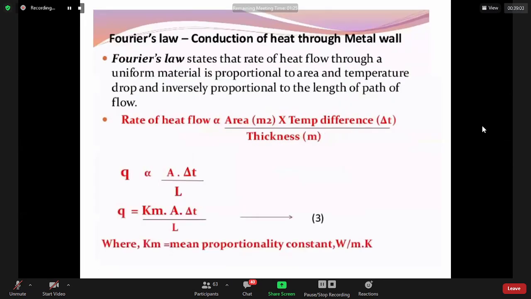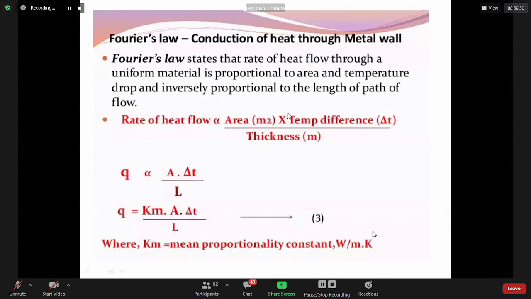Now, Fourier's law, that's the conduction of heat through a metal wall. Fourier's law states that the rate of heat flow through a uniform material is proportional to the area and temperature difference or temperature drop, and inversely proportional to the length of the path of flow.